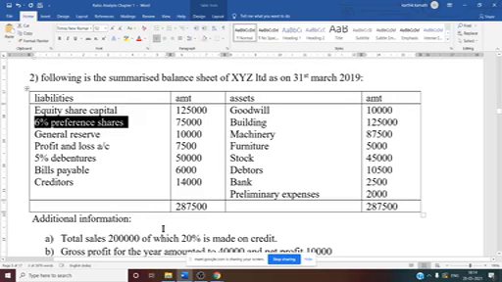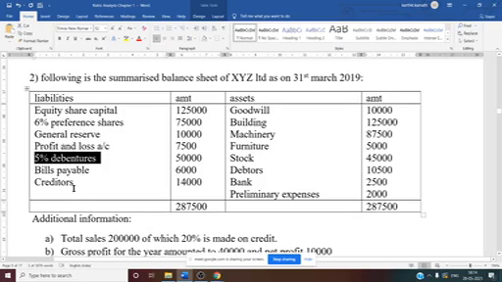So now 6% preference share, if you see, that is nothing but preference shareholders fund, as well as it comes under shareholders fund. Next, general reserve. Again, it is a shareholders fund. Profit and loss account, shareholders fund. 5% debenture. What about 5% debenture? It is a long-term debt. You can say it is a fixed interest bearing fund, or it is a long-term debt, 5% debenture.